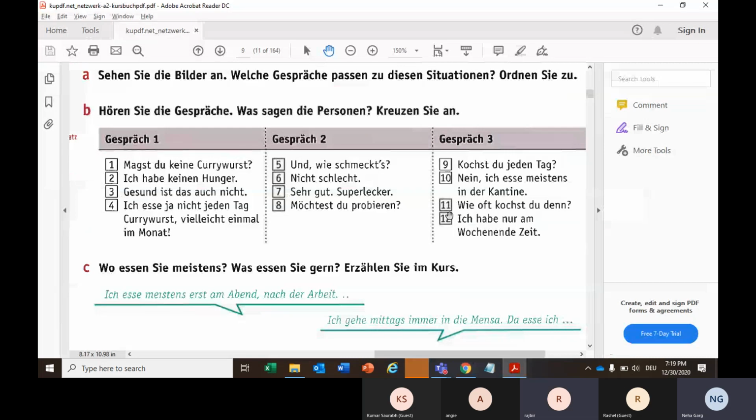Also dann zum Wohl. Zum Wohl. Die Pizza für Sie und Ihre Pasta. Guten Appetit. Danke. Danke. Und, wie schmeckt's? Sehr gut, super lecker. Möchtest du ein Stück? Ja, bitte. Das ist wirklich sehr fein. Und deine Pasta? Die ist auch sehr gut, danke. Möchtest du probieren? Nee, danke.